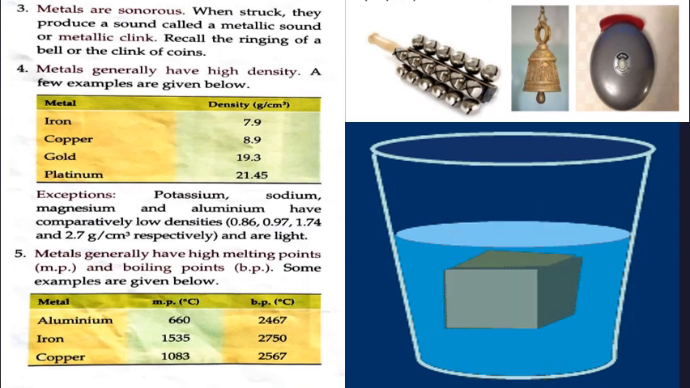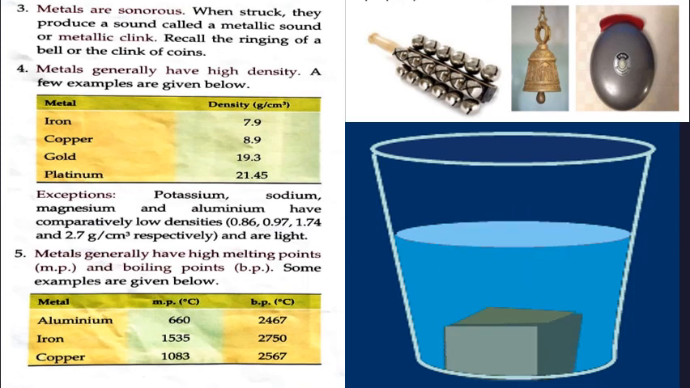We have to know that this density is given with respect to what? With respect to water. They have high density with respect to water. That's why they don't float over water. They sink in it, because they have higher density than water. That is why whenever we put a metal into water, it will sink.